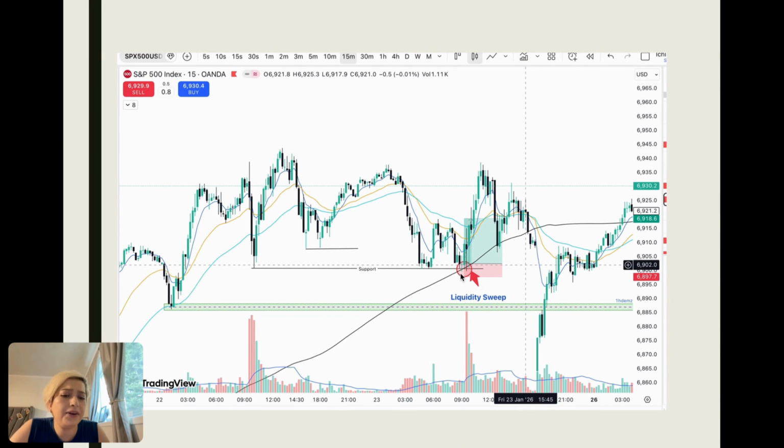If price reacts strongly and moves away from the zone with momentum, as you can see with this engulfing candle, that's our signal to enter a trade. From there, you can target a fixed risk reward ratio or aim for the next resistance level, for example, here, our last protected high.